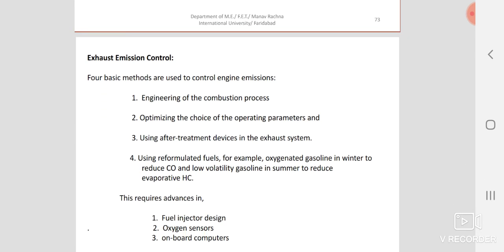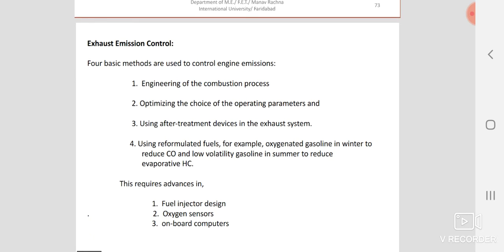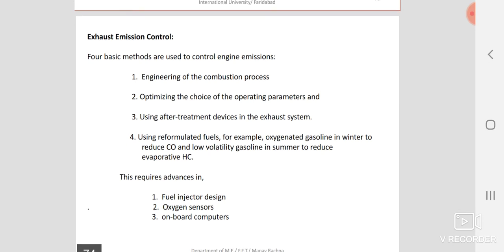Exhaust emission control. How do you make the exhaust emission control? There are very few basic methods for exhaust emission control. First is engineering of the combustion process. We should properly engineer the combustion process. That means the combustion chamber itself is designed in such a way so that the NOx, sulfur dioxide and other emissions are very less. Carbon dioxide, carbon monoxide, all these. This is possible to a large extent when there is a proper burning of air-fuel mixture inside.